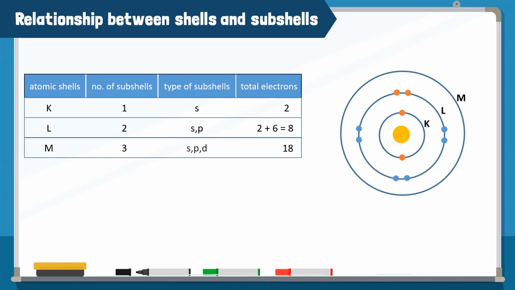An M shell has 3 subshells, S, P, and D. Can you work out how many electrons it can hold? 2 electrons in the S subshell, 6 in the P subshell, and 10 electrons in the D subshell. Did you get it right? Well done. So, how is this used to organize the periodic table?